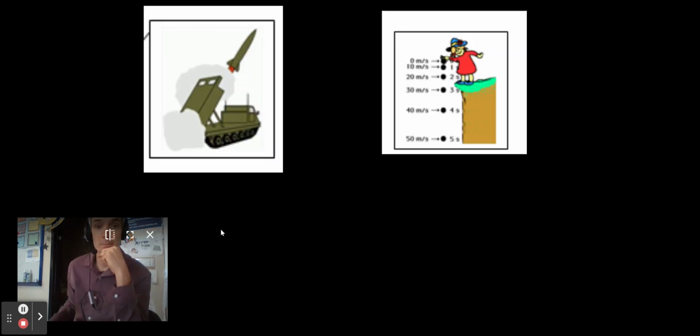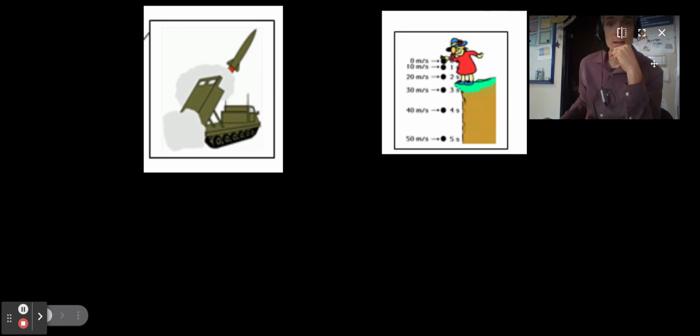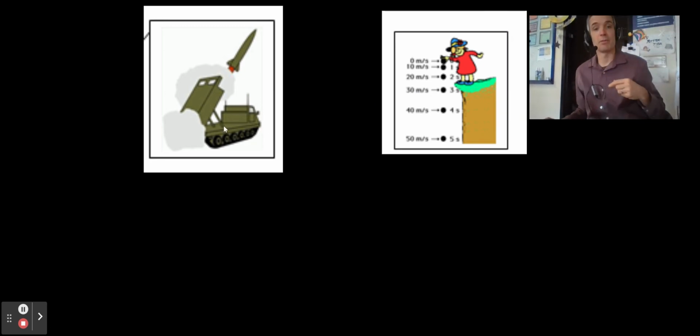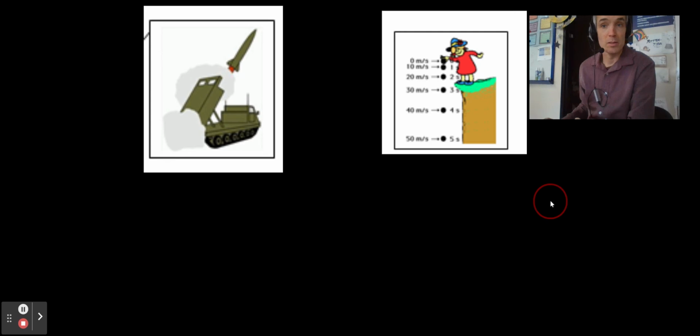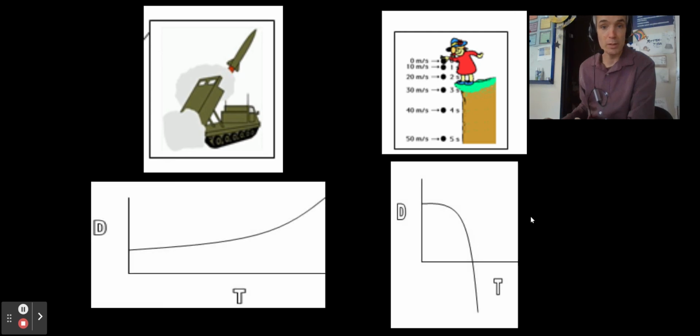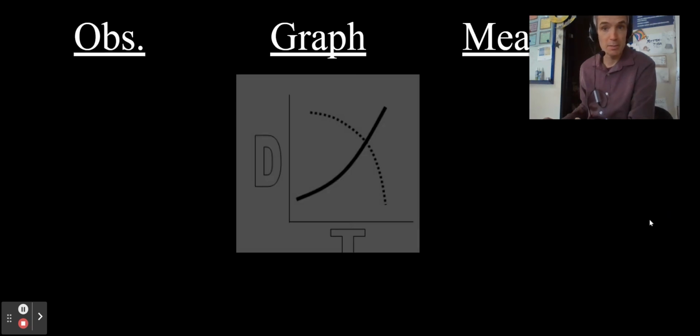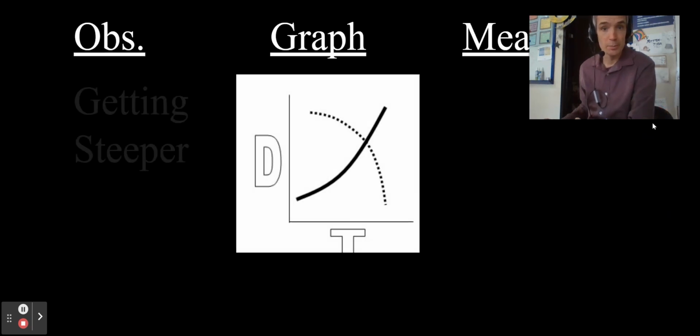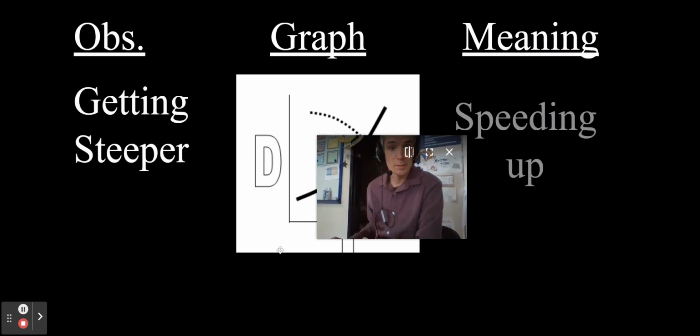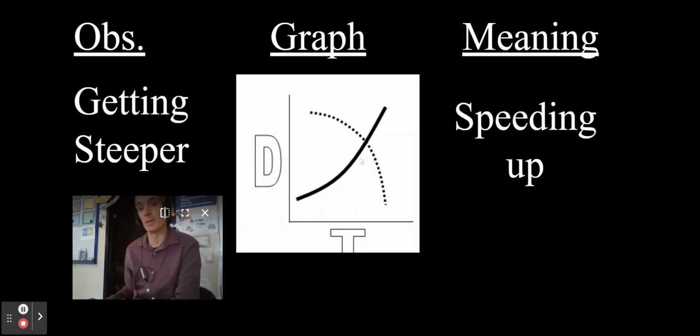Now, what do these things have in common? Well, I've got a rocket being shot and taking off using its booster, and I'm dropping an object. Both of these objects have something similar about their graphs, in that their graphs are getting steeper. What does that steepness mean? Well, it means that the objects are speeding up.